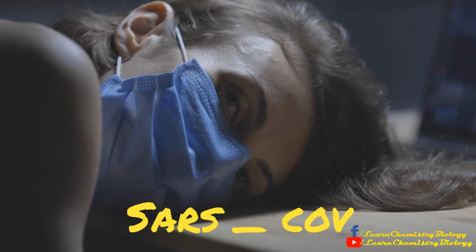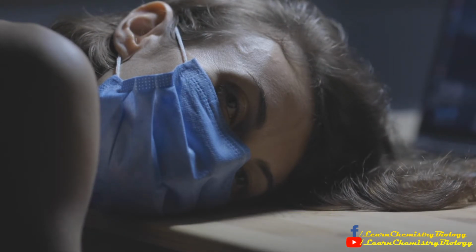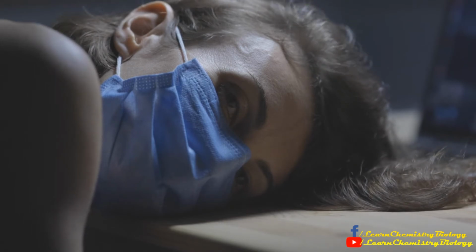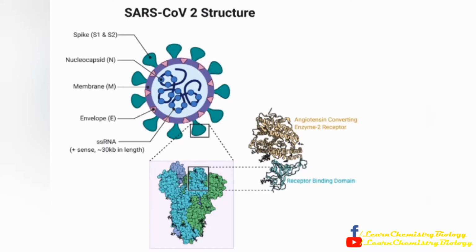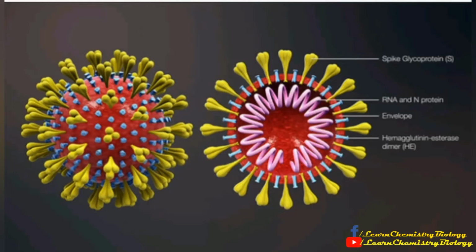It was discovered in 2002, infected 8,100 people, out of which 800 died. What is SARS-CoV? It is a member of a large family of viruses called coronaviruses. These viruses can infect people and some animals. Severe acute respiratory syndrome is a strain of coronavirus that damages the respiratory system.